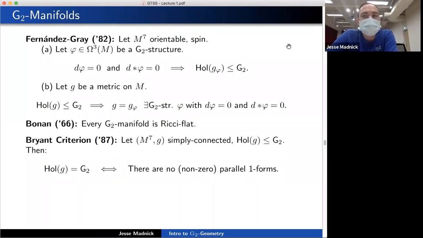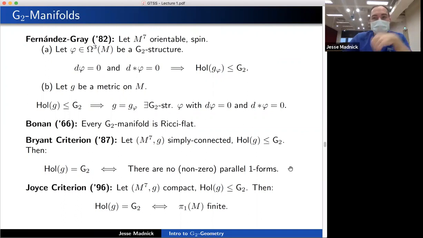What you'd like to do is again apply Berger's list. So you need to argue that, if there are no parallel 1-forms, your metric is not locally symmetric and not locally a product. That can be achieved by the holonomy principle and working out some cases. And then you can again appeal to Berger's list.